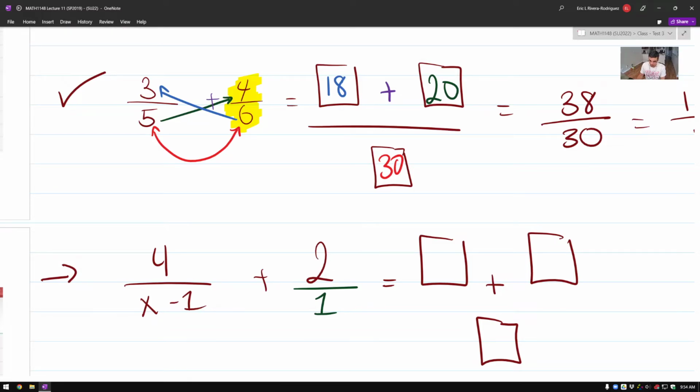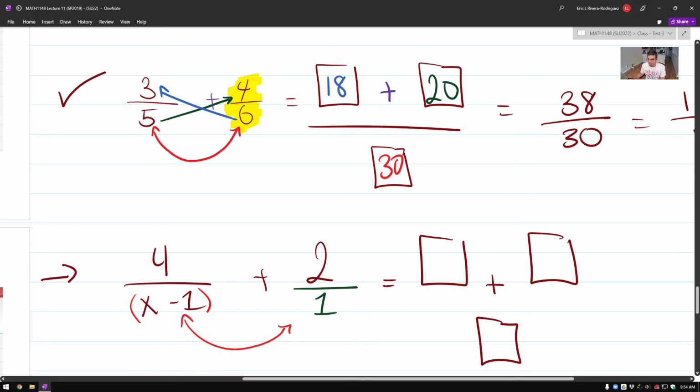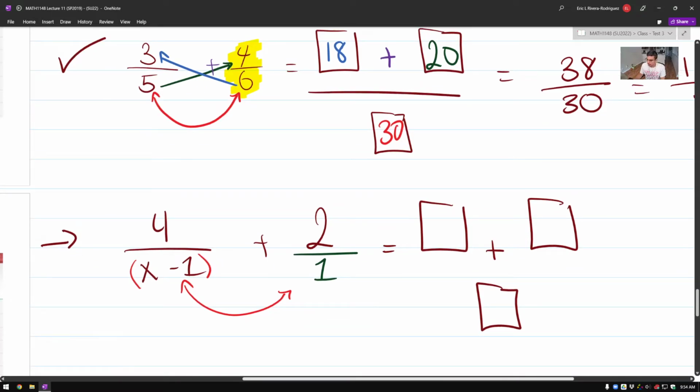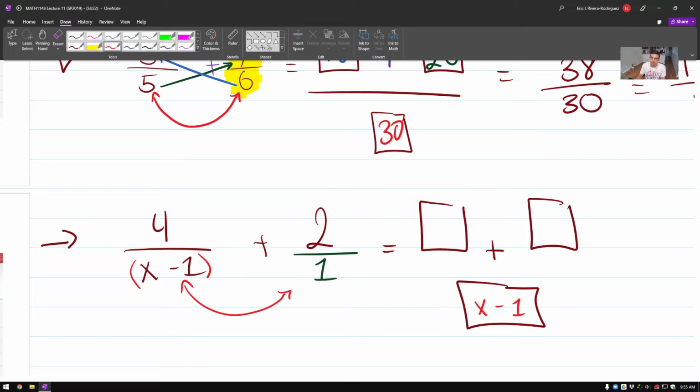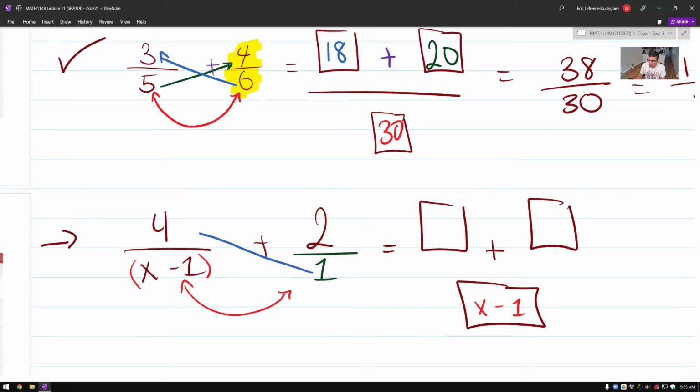Now we are going to take the multiplication between the two denominators. Careful, this denominator has two terms, okay? So we are going to multiply 1 times x minus 1, but that is just x minus 1, right? So this one is a little bit bigger, x minus 1. Then we are going to take 1 and multiply it by 4, so we got here 4.